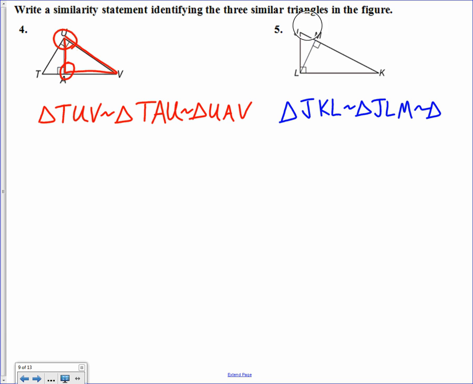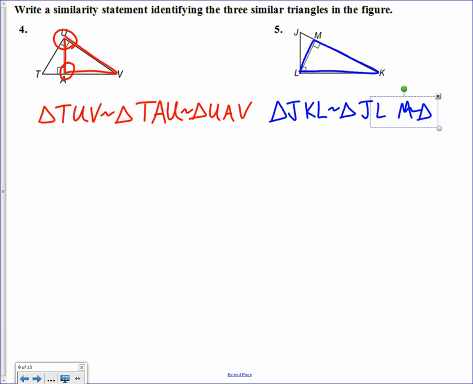Hopefully I don't run out of room here. Finally, we're going to look at the big triangle compared to the bigger of the interior triangles. Okay, I'm going to run out of room. It's okay if you're laughing at me. All right.